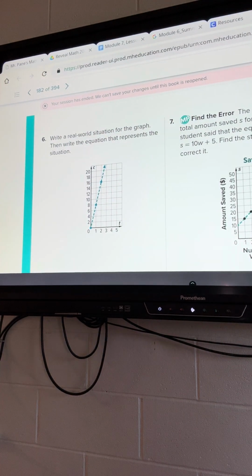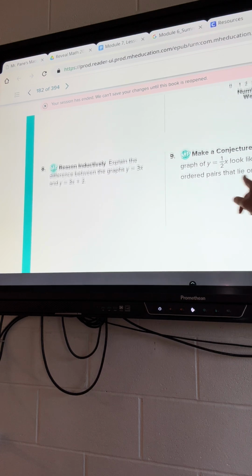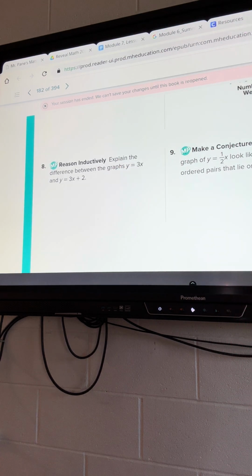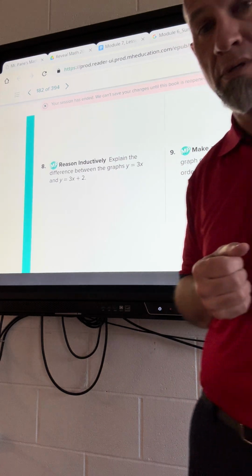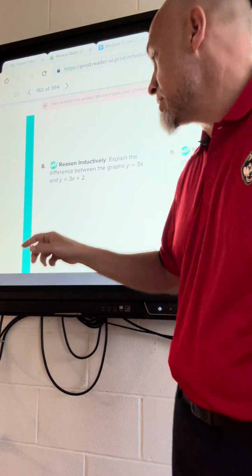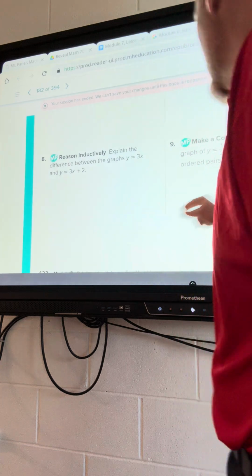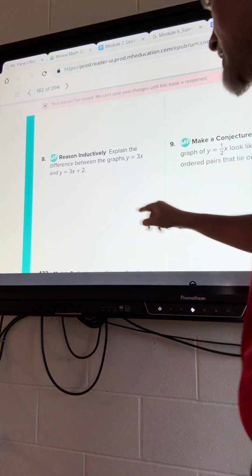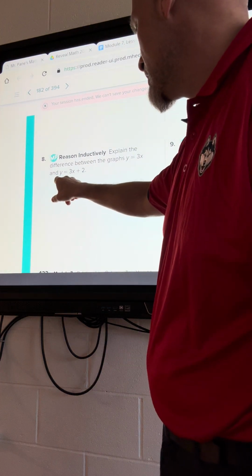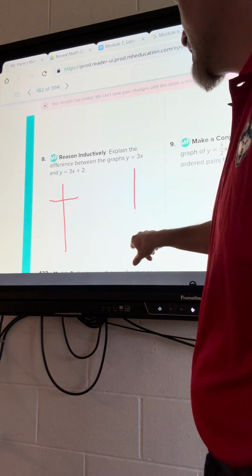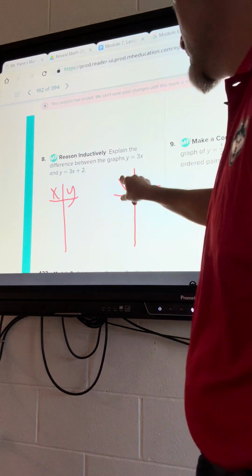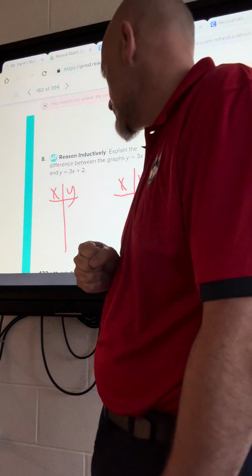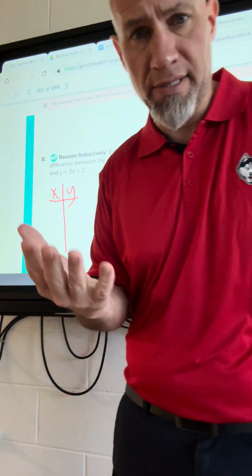And then number 8, explain the difference between the graphs for y equals 3x and y equals 3x plus 2. What's the difference between those two? Maybe you make those graphs. Maybe you just make a table for each one of those. I mean, it's probably easier to make a table for y equals 3x and y equals 3x plus 2. Put your x here and your y here. And then insert some values for x to see what you get for y, and then compare and contrast.